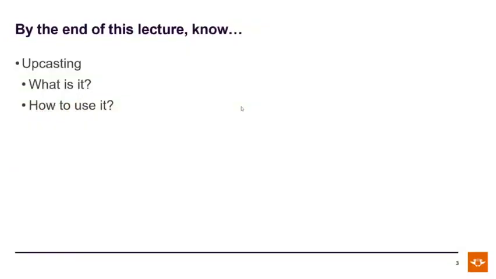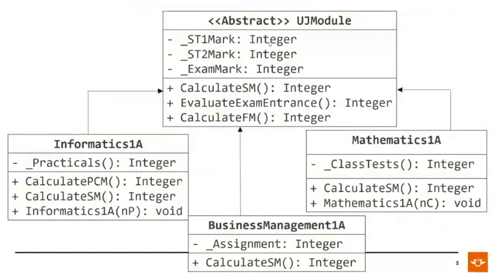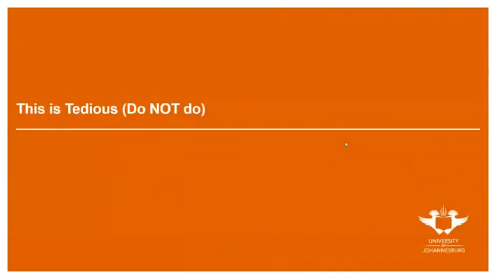So, purpose and outcomes, upcasting, what is it? How is it used? So, you'll probably remember the UJ module example. We used it yesterday in the tutorial, and Mr. Cottrell used it when we discussed inheritance. So, you should still be familiar with this example. So, you've got the UJ module, which is an abstract base class. And then you've got three derived classes, which is Informatics 1A, Business Management 1A, and Mathematics 1A. Your favorite subject. Well, it should be 1B as well.